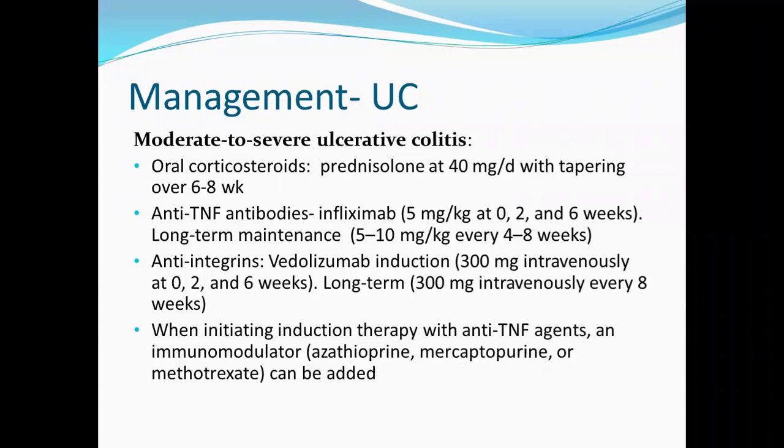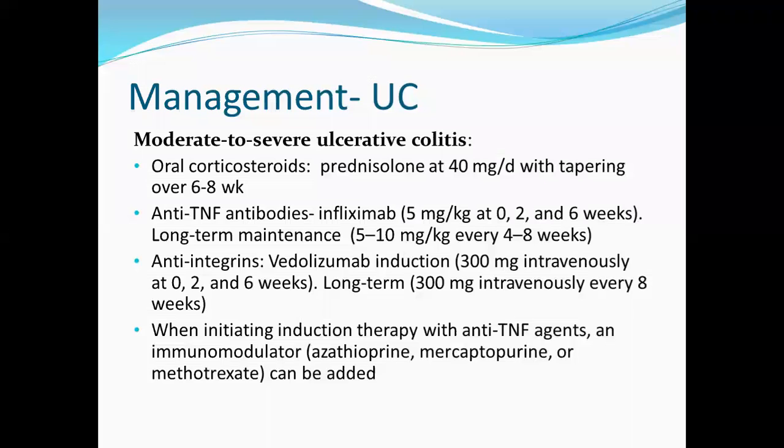For moderate to severe ulcerative colitis, we start with our oral corticosteroids. That's prednisolone, 40 milligrams daily, and then we taper down over 6 to 8 weeks. You can also employ the anti-TNF antibodies, that's infliximab, 5 milligrams per kg at weeks 0, 2, and 6, and then long-term maintenance of 5 to 10 milligrams per kg every 4 to 8 weeks.